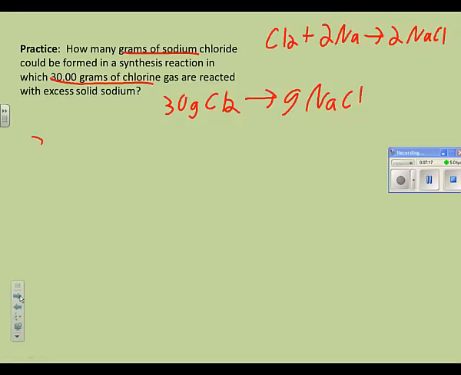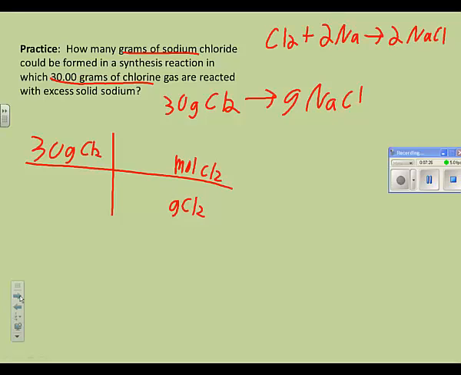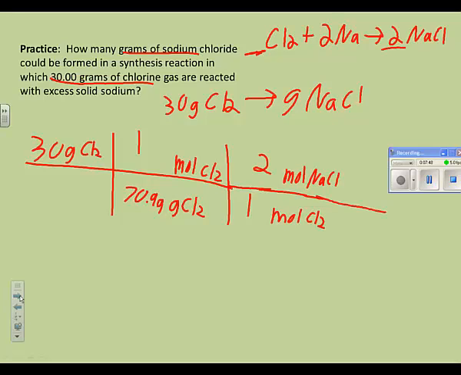So like always, you start with your given, 30 grams of chlorine. And the first step we always have to do is convert to moles. So grams of chlorine to moles of chlorine, moles of our given. 1 mole of chlorine is 70.9 grams. Oops, there's 2 grams there. Oh well. From there, we do the mole ratio. So we go moles of chlorine. Now we get to our destination, which is going to be moles of sodium chloride. We've got 1 mole of chlorine gas to every 2 moles of sodium chloride.